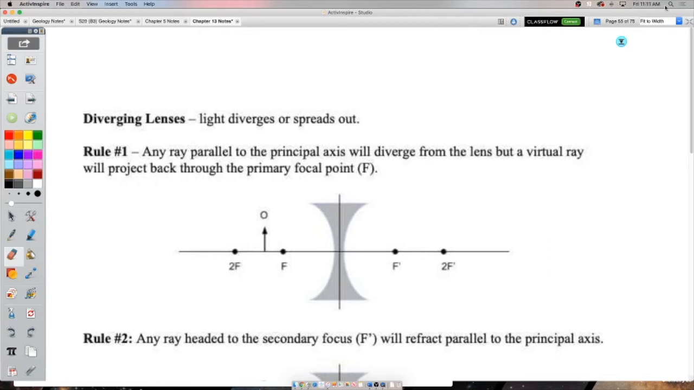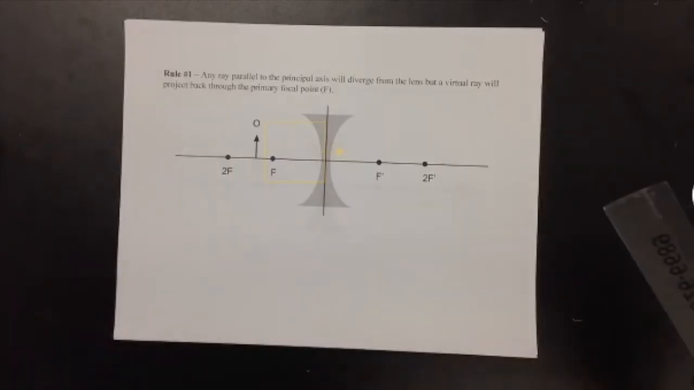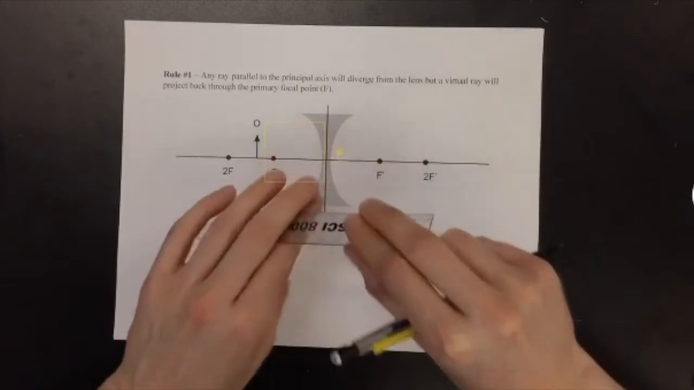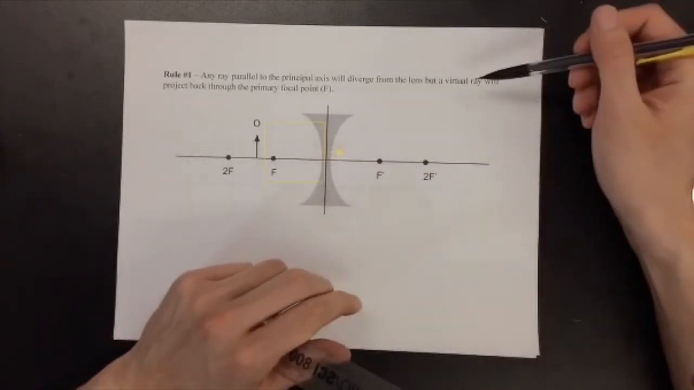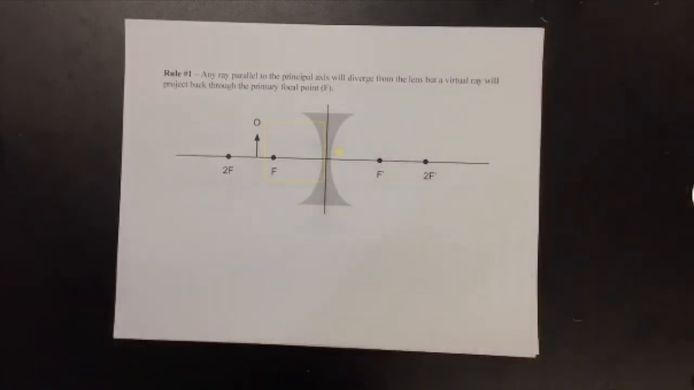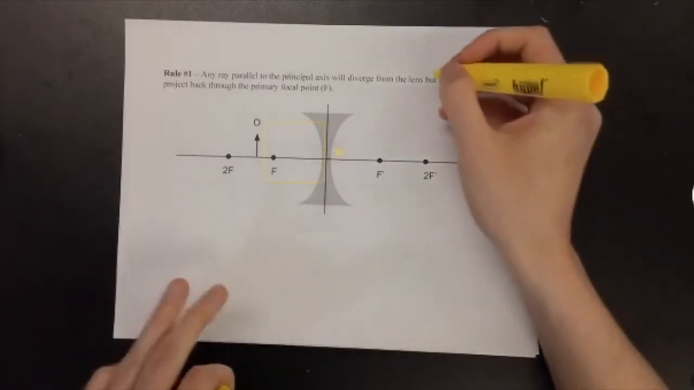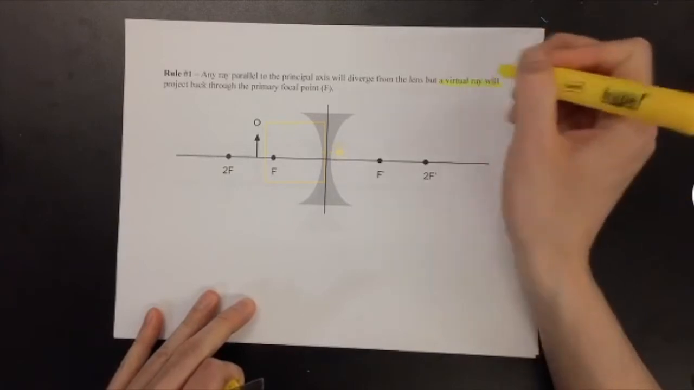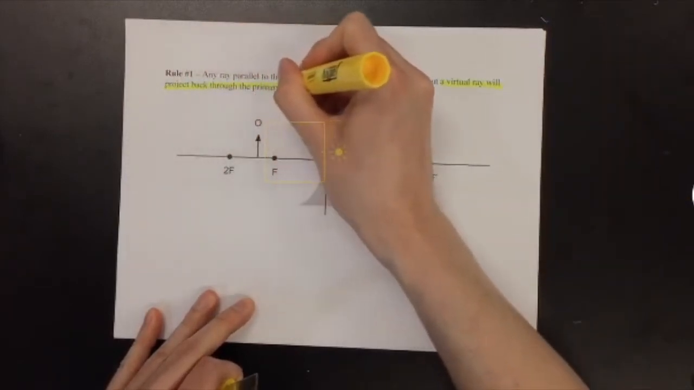So I'll hop over to paper because I think that's more useful for you. Okay, so the rules are actually the same. So any ray parallel to the principal axis will diverge from the lens, right? Okay, but a virtual ray will project back through the primary focal point.